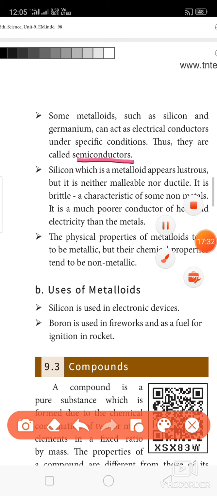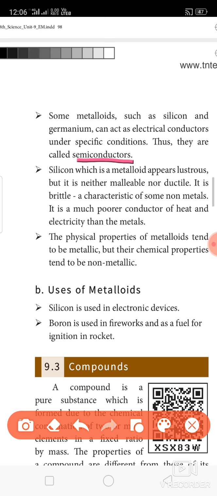Silicon, which is a metalloid, appears lustrous, but it is neither malleable nor ductile. What do you mean by lustrous? It is shining. Silicon appears shining, but it is neither malleable nor ductile. It cannot be spread as a sheet. It cannot be spread as a thin wire. It is brittle in nature. Brittle means it is hard but easily broken.